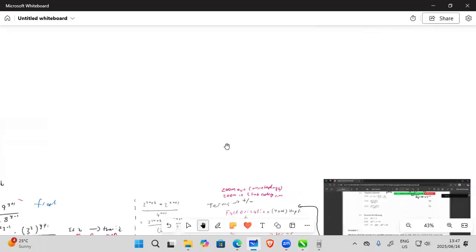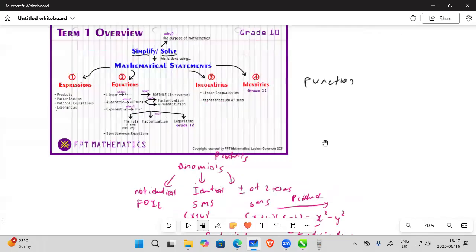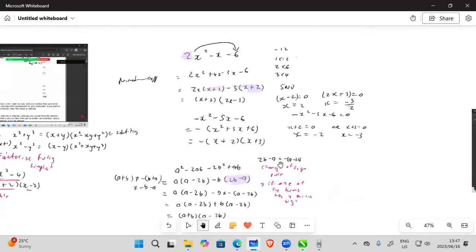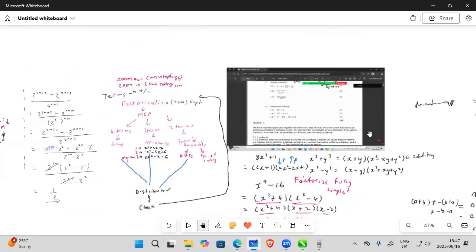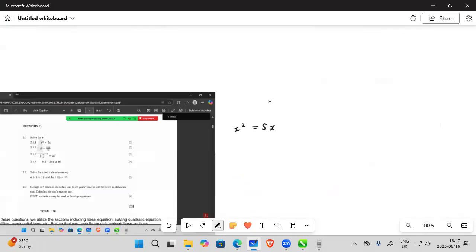How do you solve a quadratic equation? Come back up here to the spine map. How do you solve it? Either using factorization or using substitution. So if I use factorization, then what do I need to remember? I need to remember my factorization rules. Right, so if you do that, how do we do this?